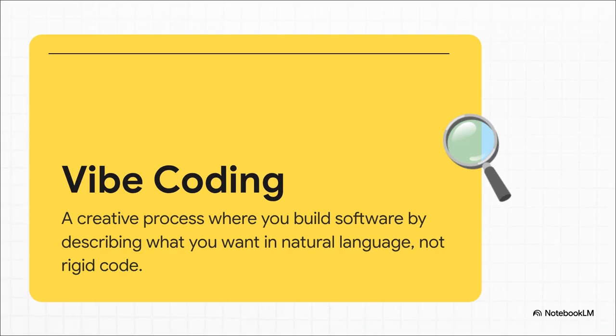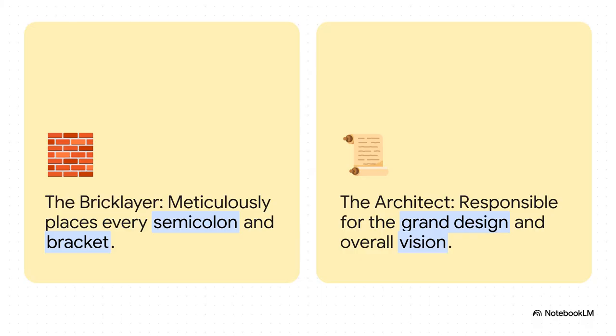And it's a huge shift in how we think about building things. It completely changes your job description. Instead of stressing about syntax, your number one skill becomes simply describing your creative vision in plain English. This analogy is just perfect for describing the change. You are no longer the bricklayer, meticulously placing every single semicolon and bracket. No. Now you are the architect. You're focused on the big picture, the grand design. And the AI? That's your construction crew, handling all the heavy lifting to make your vision a reality.